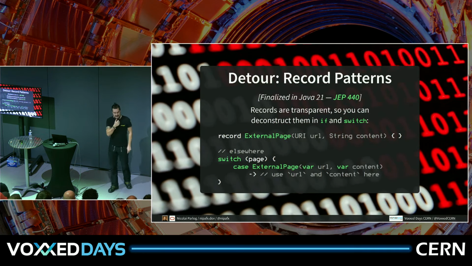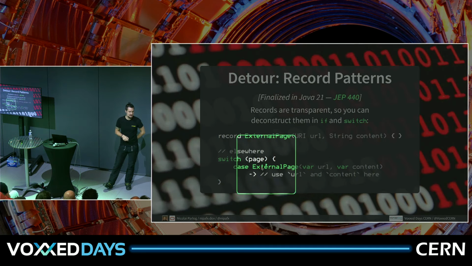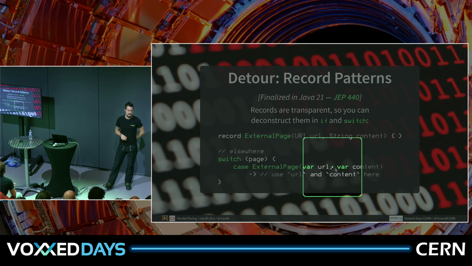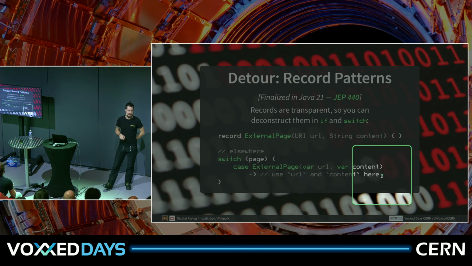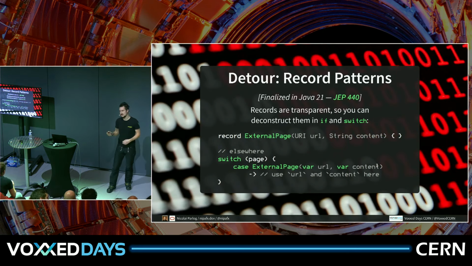Okay, so let's take one step further. Let's use record patterns. Records are transparent. That's what I mentioned earlier. The compiler understands the internals. And one way I can use that is, in a switch like this, if I do not need the external page as a page instance, if I just need the content, I can immediately destructure it. What this does is not really magic. It's just a shortcut for, in case it's an external page, create variables url and content, and then call .url and .content on the record and assign them.